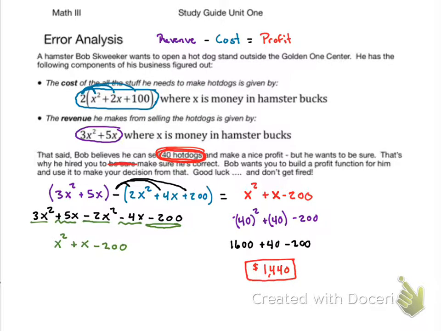So now it's the time to determine, is it profitable for Bob Squeaker to sell 40 hot dogs? So if he's selling 40 hot dogs, he's making $1,440. That's a ridiculous amount. He is on to probably the greatest business venture of all time.